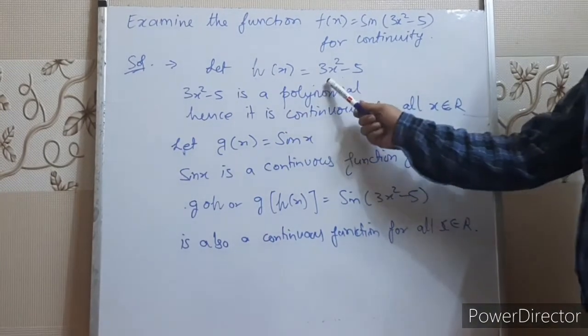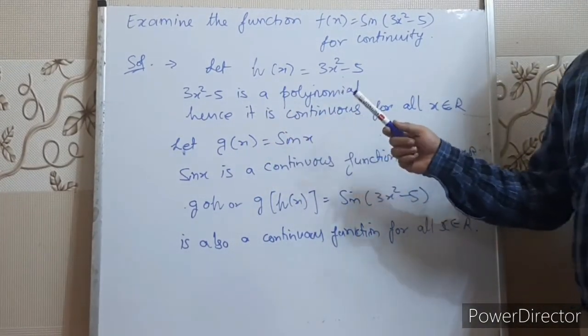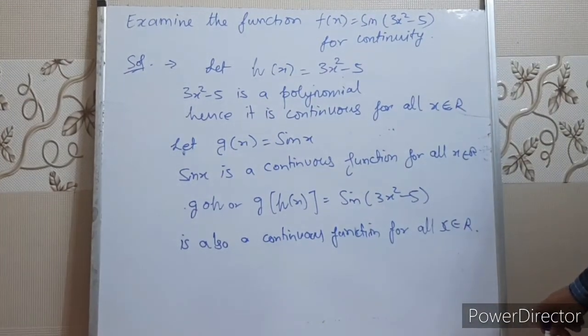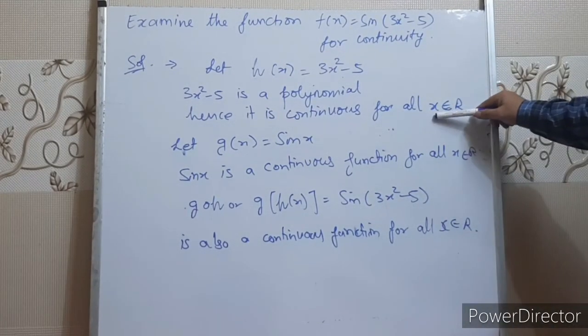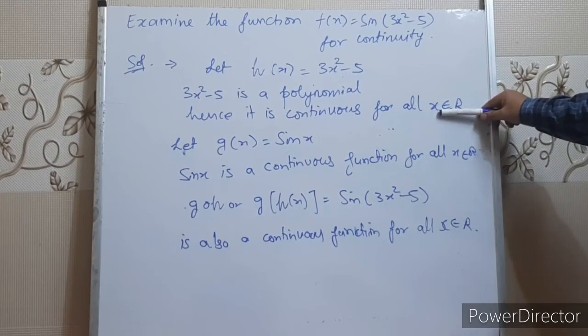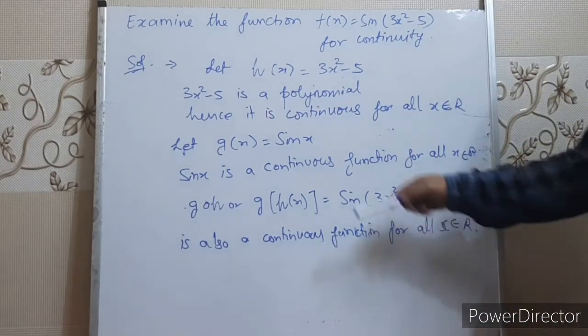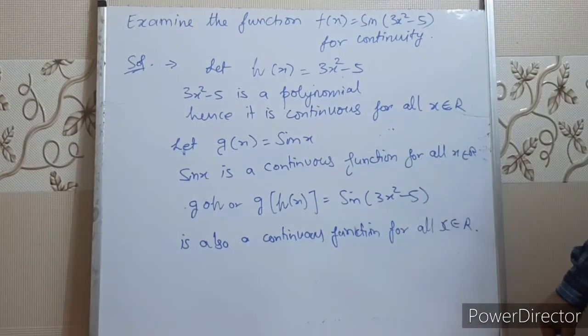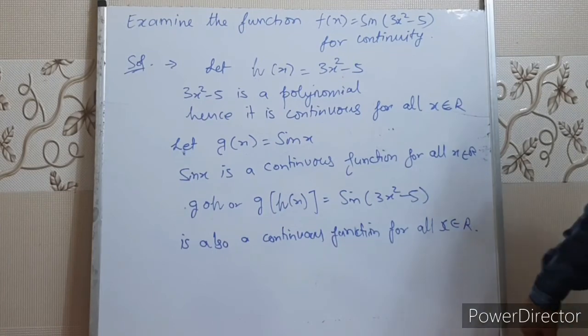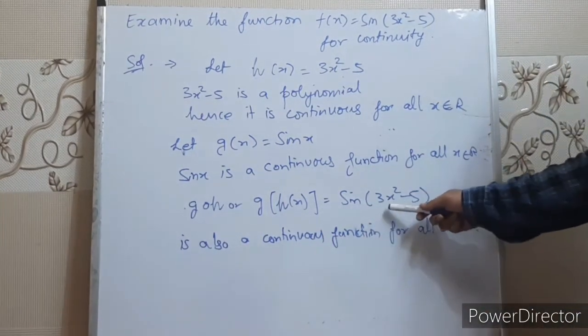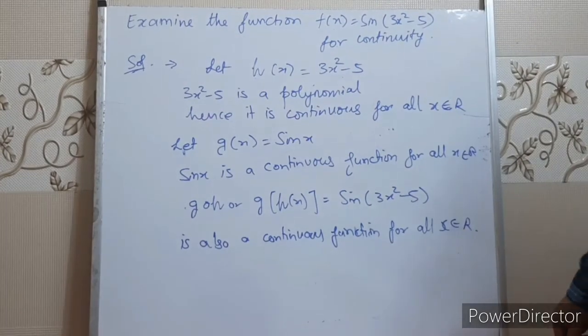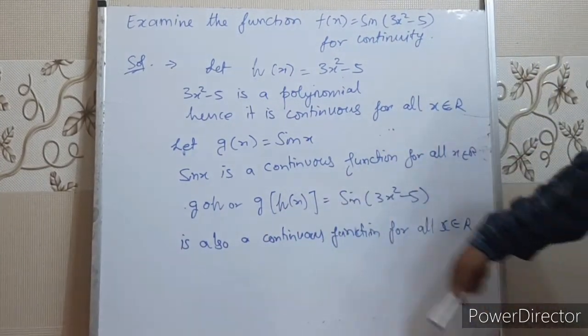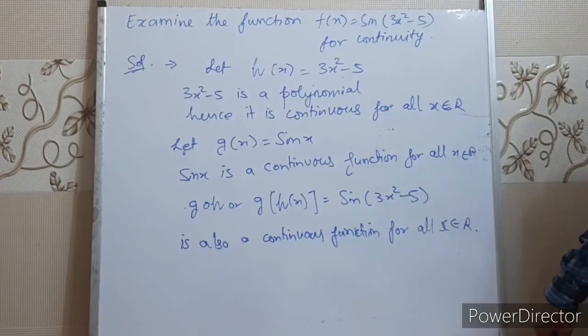So we know that 3x square minus 5 is a polynomial, and all the polynomial functions are continuous functions. We can say that it is a continuous function because it is a polynomial function for all x belonging to real numbers. Then let g(x) equals to sin x. Sin x is again a continuous function for all x belonging to real numbers. Now if we find the composition, that is g of h(x), then what will we get? Sine of 3x square minus 5. So if g(x) is a continuous function and h(x) is a continuous function, then g of h(x) will also be a continuous function for all x belonging to real numbers. Right children? Note down.